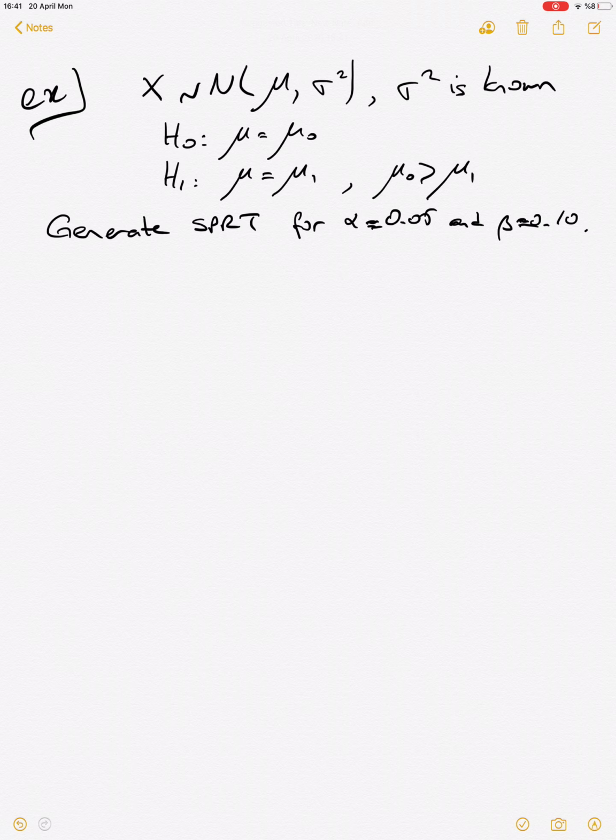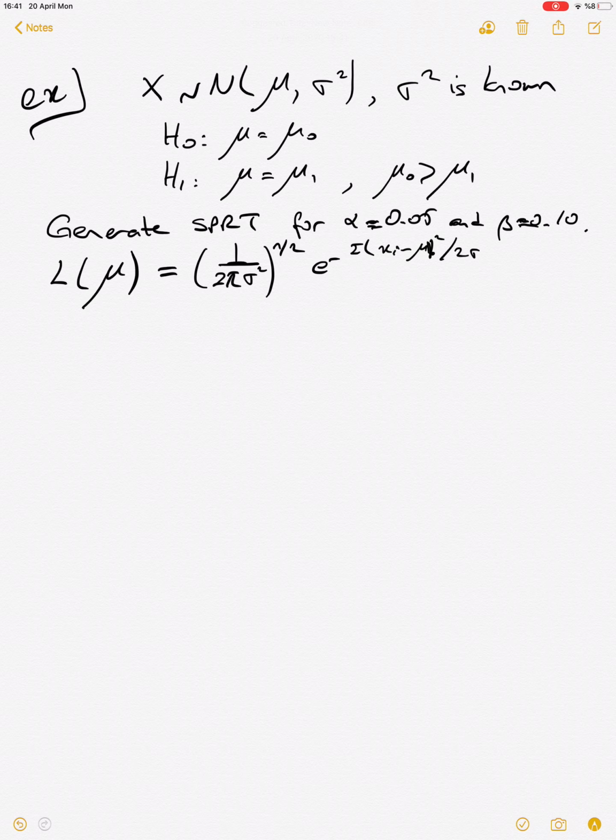so let's derive that. To be able to do that, we need the simple likelihood ratio. So the regular likelihood, as for normal, is (2 pi sigma square) to the power of minus n over 2, e to the minus summation (xi minus mu) square over 2 sigma square, where the range of mu is this one, the range of x is this one.